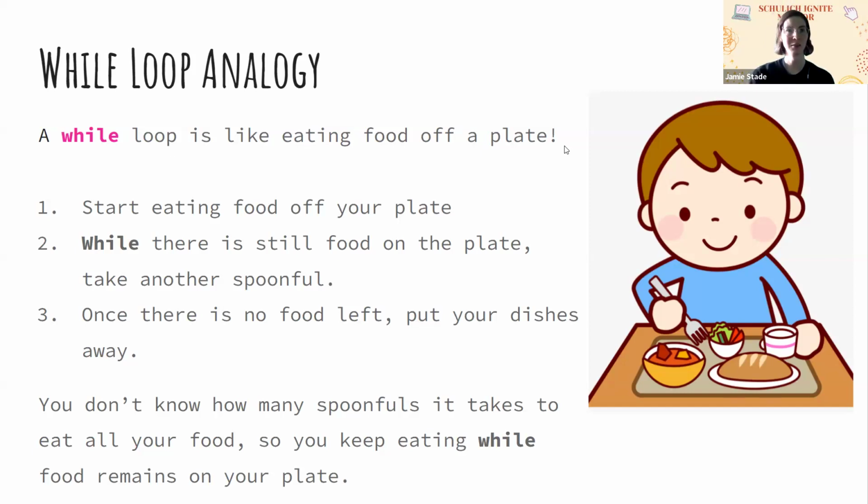So here's how a while loop works. If we want to have a while loop that's like eating food off your plate, so if we start the loop, you're eating food off your plate. Well, there's still food on the plate, so this would be your condition. Take another spoonful. Once there is no food left, put your dishes away. So you are just going through the loop while this condition is true. You don't know how many spoonfuls it'll take, but you just keep going until this condition is no longer true.